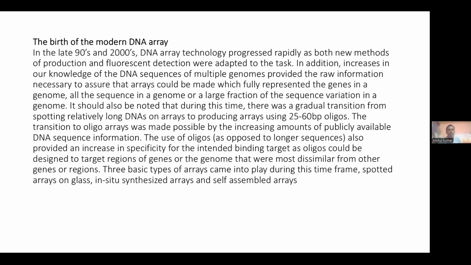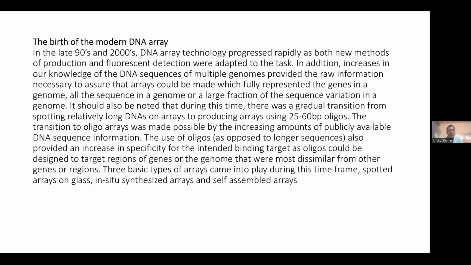Now coming to the historical part, or its discovery. In the late 90s and 2000s, DNA array technology progressed rapidly as both new methods of production and fluorescent detection were adapted to the task. In addition, increases in our knowledge of the DNA sequences of multiple genomes provided the raw information necessary to assure that arrays could be made which fully represented the genes in a genome, all the sequence in a genome, or a large fraction of the sequence variation in a genome.